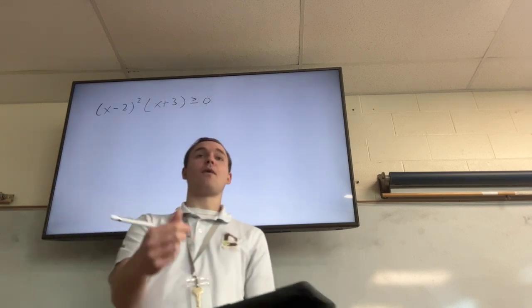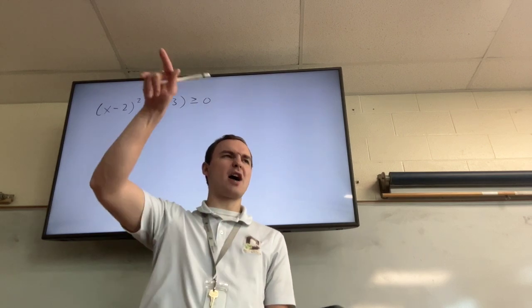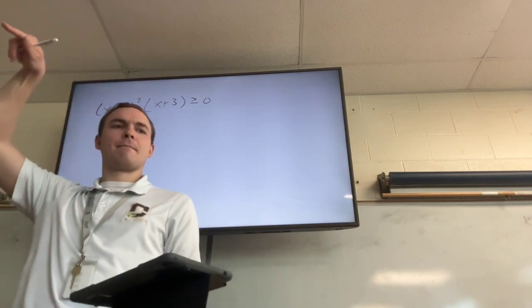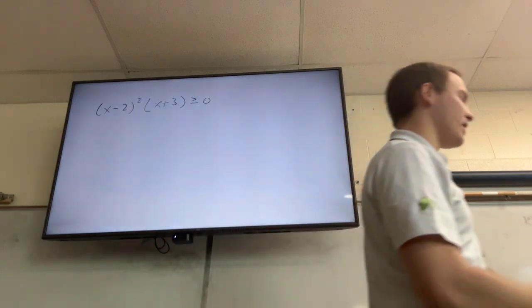So I'm in standard form, right? Check the box. Standard form means what? It's equal to 0, with a positive lead coefficient. I'm factored, right? I'm all factored. So what are my two zeros? Negative 3 and 2.